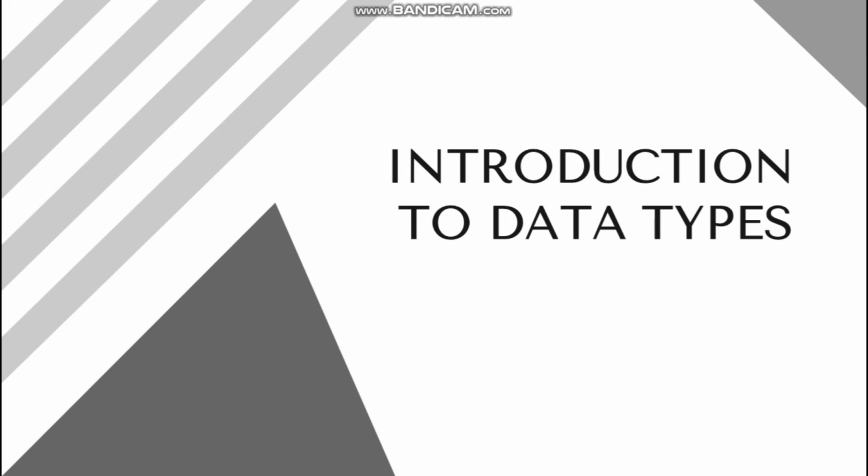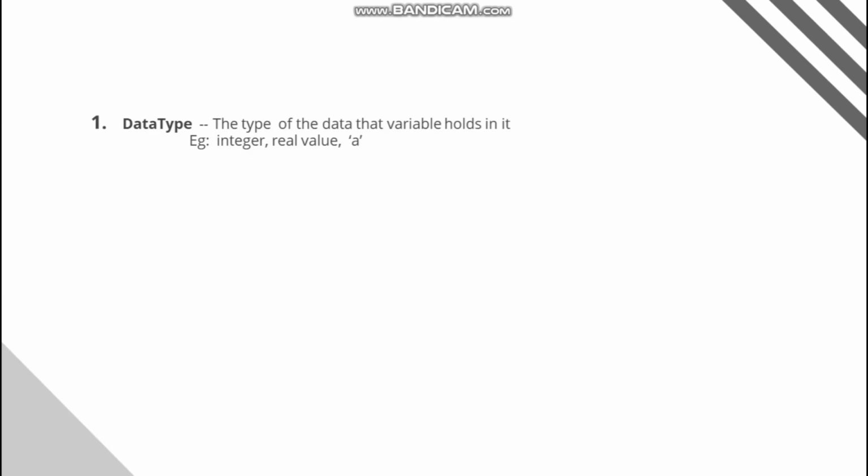In our series of programming, we have now reached the stage of data types. So in this video, we will understand what the data type is, why do we need them, and the classification of the data types. Each and every variable belongs to one of the data types. So the data type is nothing but the type of the data that the variable holds in it. The data may be an integer or a fractional value or maybe an English alphabet which we call a character.